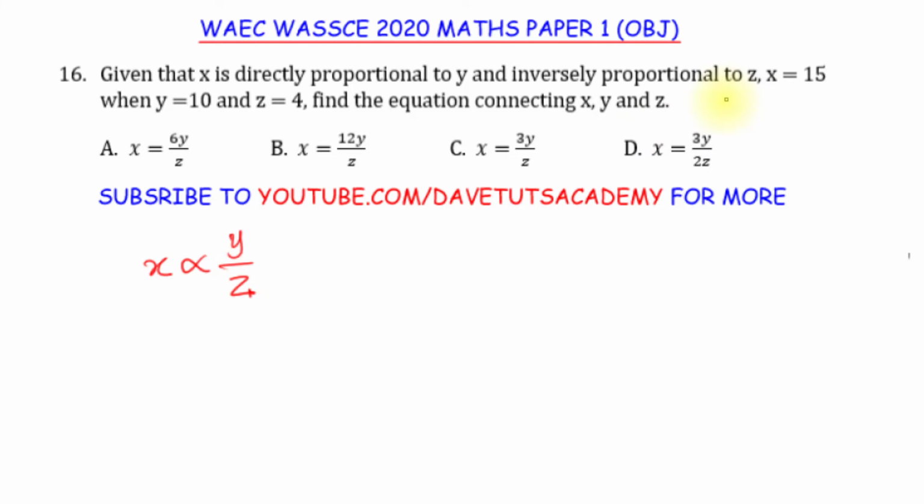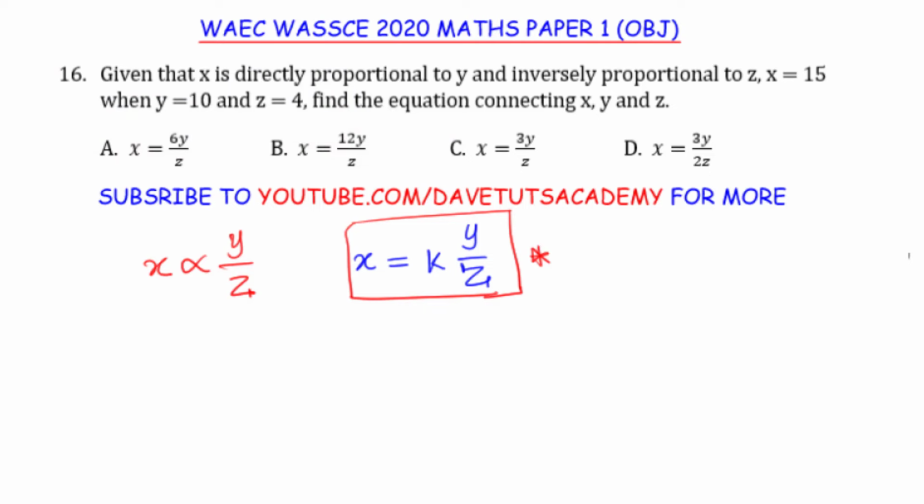Given this, we have a case scenario in which x is 15 when y is 10 and z is equal to 4. For us to turn this variation into an equation, we need to introduce a constant of proportionality, and we can call that k. So we can say x is equal to k multiplied by y over z. This is the relation that we need to find to answer the question correctly. But before that, we need to find the value of k.